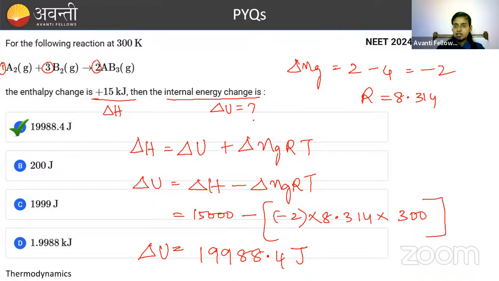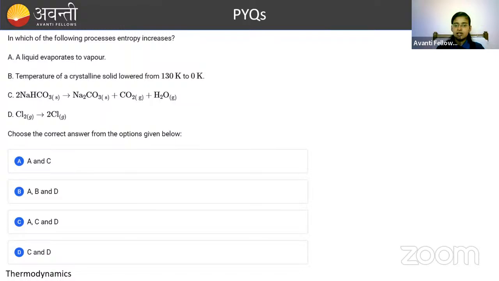Shall we go for the next question? The next question is from the entropy concept. In which of the following processes does entropy increase? Can you guys try for it? What about in A? Will it increase or decrease? Entropy means randomness, right? Entropy is nothing but randomness.